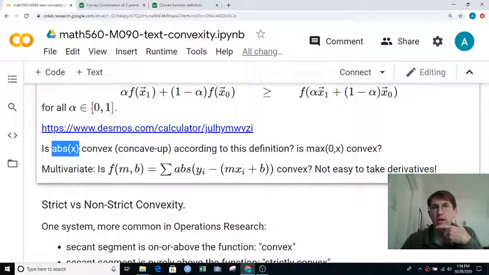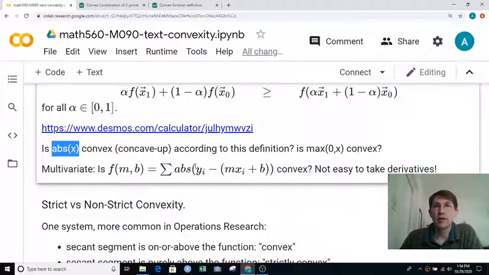How about that rectified linear, like flat and then 45 degree? Yeah, those are convex. In the multivariate case, so if m and b are decision variables here, and xi and yi are like regression data values, is this convex? Well, you would not want to take derivatives, would you? Because the derivative of absolute value is unpleasant. You could say it's sign of x, but even that has trouble at the V point.